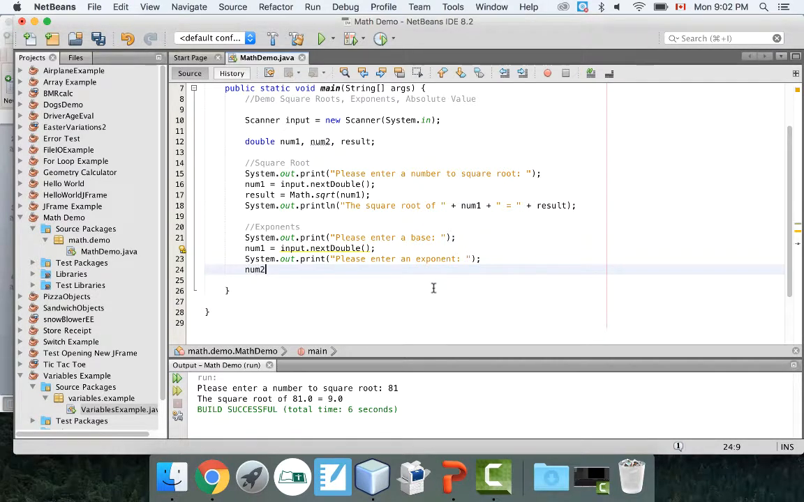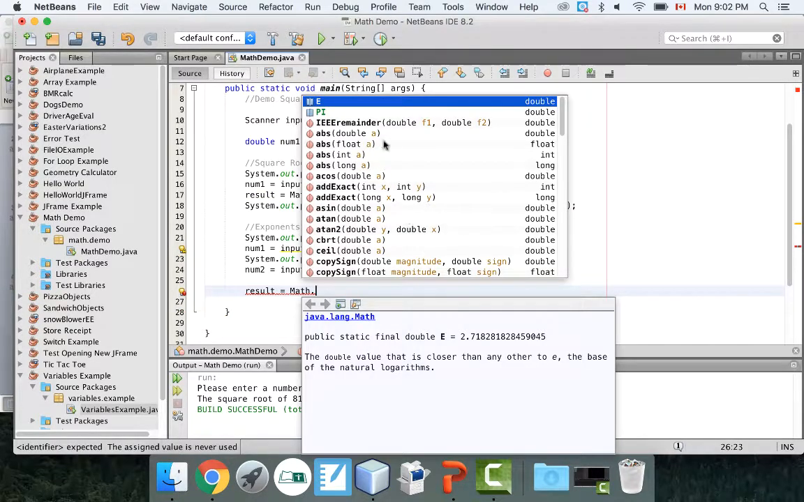And then we'll get that for num2. And finally, let's actually apply some math to that. So result equals math dot. Now here's the list of all the math stuff built into Java.